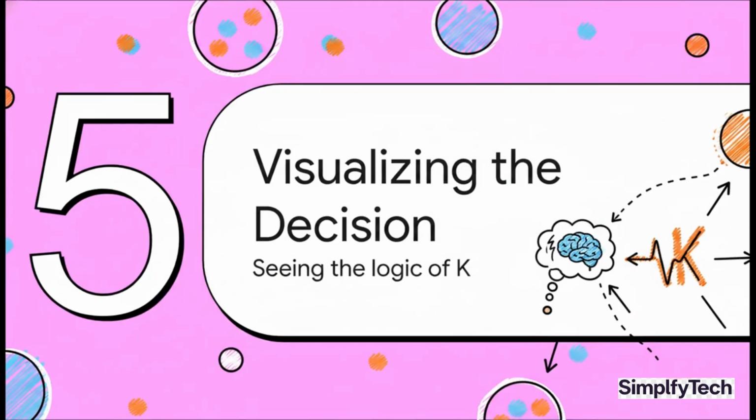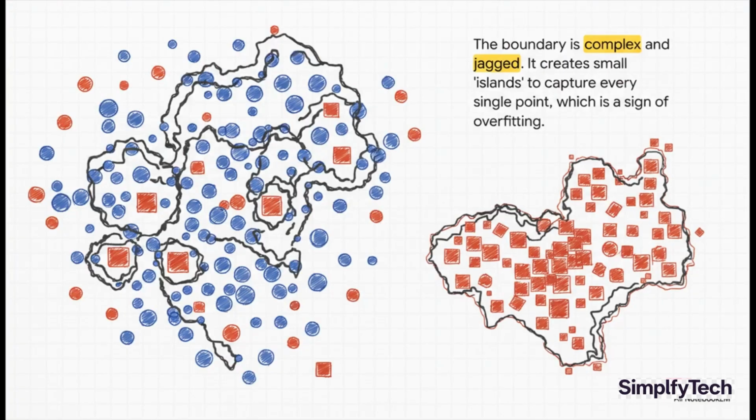To really hammer this home, let's visualize it. Let's actually see how the model's logic changes when we mess with the value of k. Okay, look at this. When k is just 1, the boundaries between the classes are super complex and jagged. It's creating these weird little islands just to capture every single data point perfectly. This is a textbook sign of overfitting. The model hasn't learned the real pattern, it's just memorized the noise.